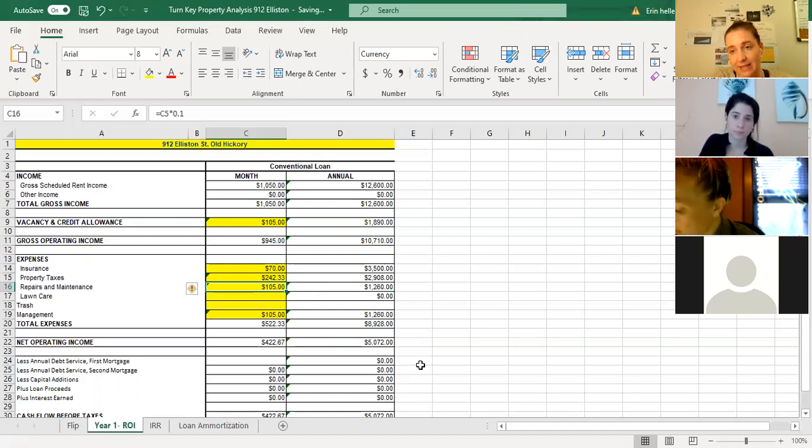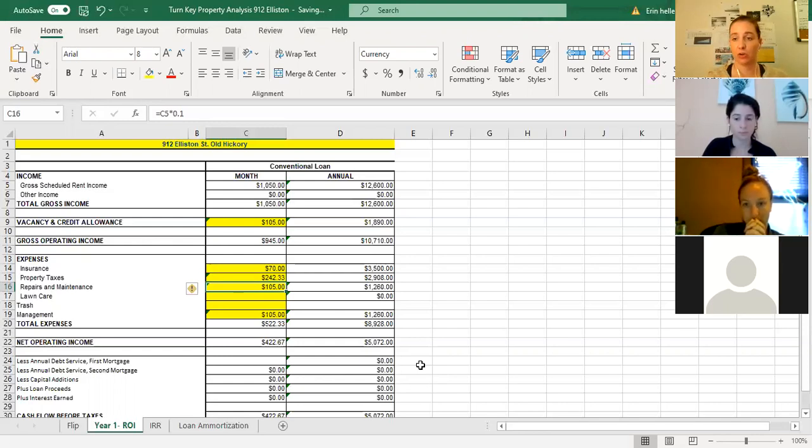Repairs and maintenance: this number depends largely on your confidence level, your comfort level, and also on the state of the property. So you're going to see in a minute, we're going to plan to put a little bit of work into this property and upgrade it. If you've updated the major systems, if it has a newer roof and a newer HVAC system, you can probably keep this fairly low, at a minimum 10%.